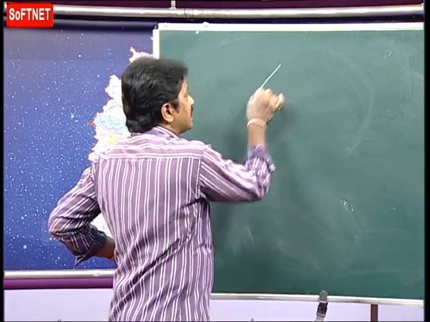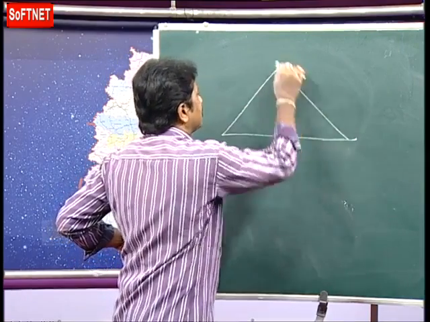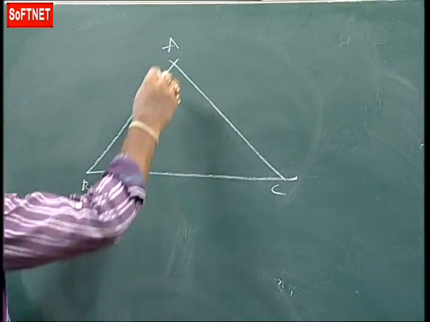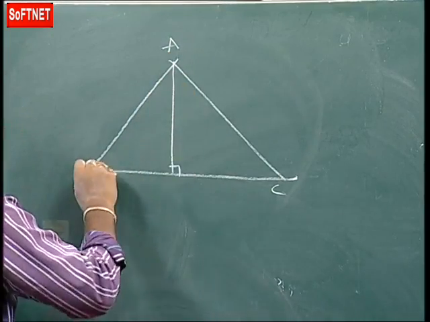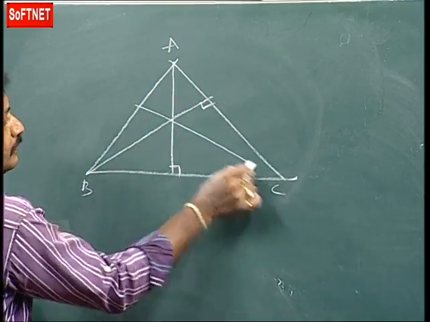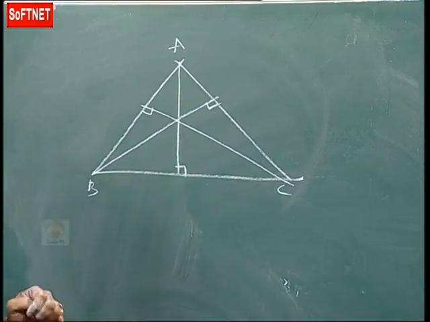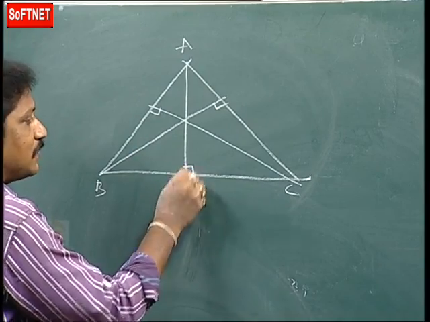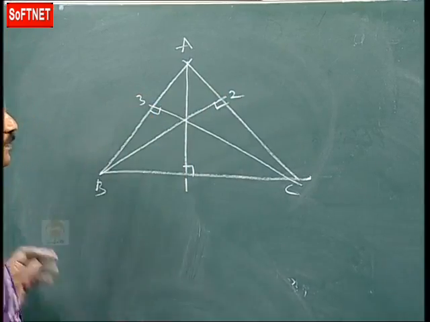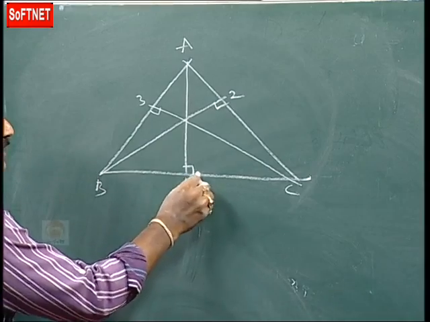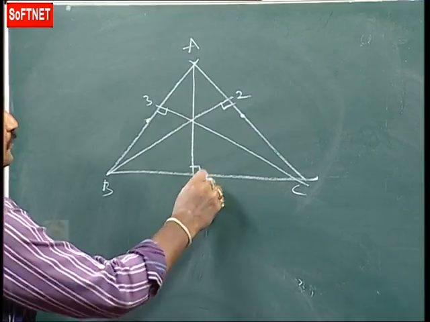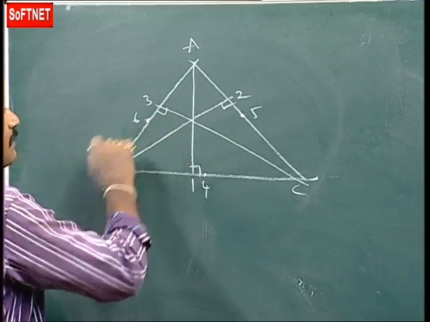What is a 9-point circle? Just remember this: ABC is a triangle. We have to draw 3 altitudes from the 3 vertices. Name them, for our convenience, as 1, 2 and 3. Consider the midpoints of all the 3 sides. Name them as 4, 5 and 6.